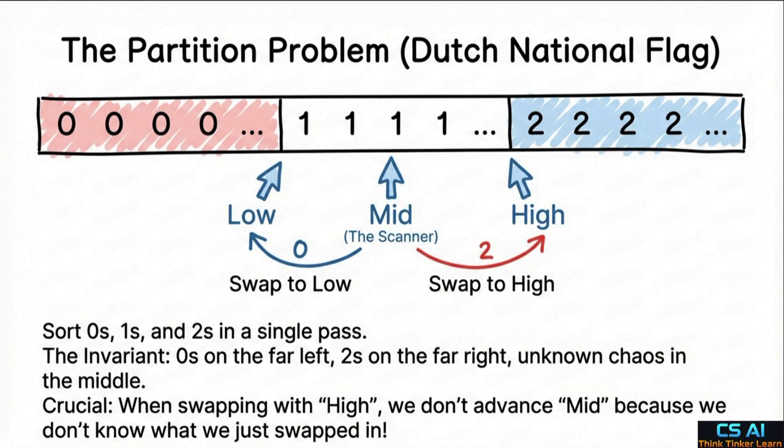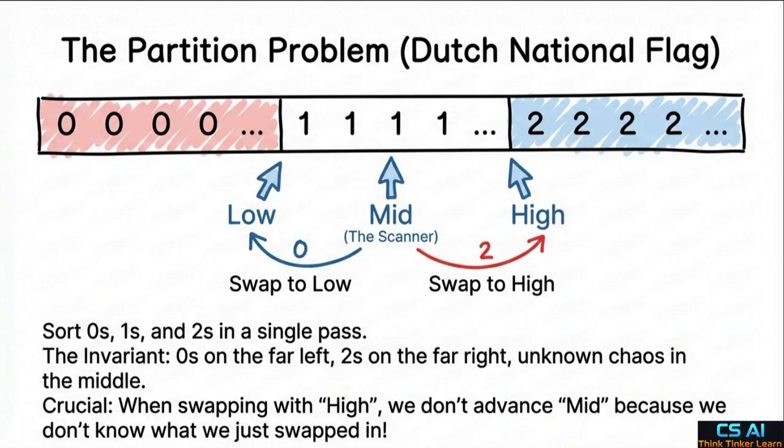One of the most famous in-place problems is the Dutch national flag problem. Imagine you have zeros, ones, and twos all mixed up, and you need to sort them in a single pass. We use three pointers: low, which is tracking the end of zeros; high, which is tracking the start of twos; and mid, our scanner. If mid sees a zero, we swap it to the low section. If mid sees a 2, we swap it to the high section.